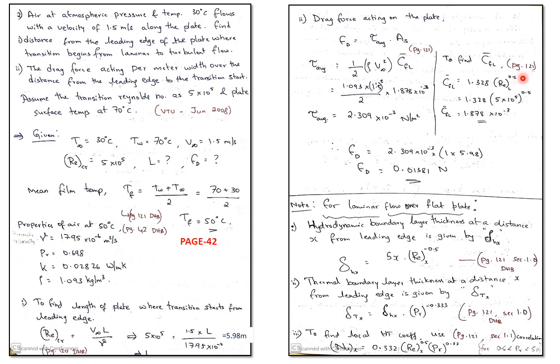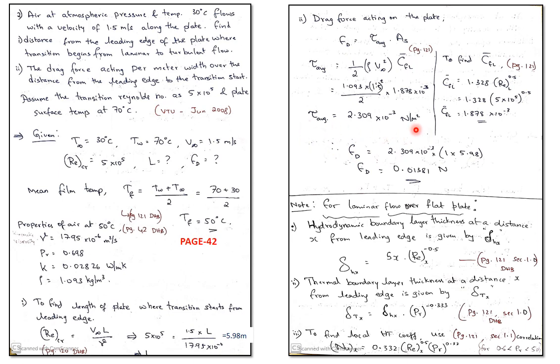Go to page number 121. There in the very first column, that is laminar flow, you can see CFL, that is local, 1.328 Re L to the power of minus 0.5. If you substitute here, you will get CFL as 1.878 into 10 raised to minus 3. Once you get the value, substitute it back to get the value of tau average.